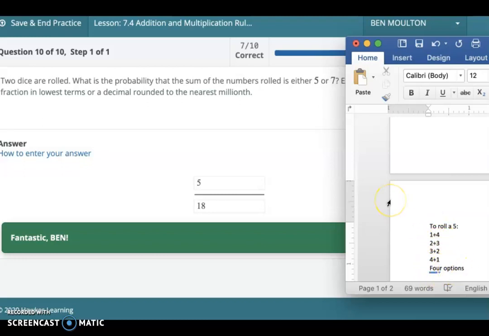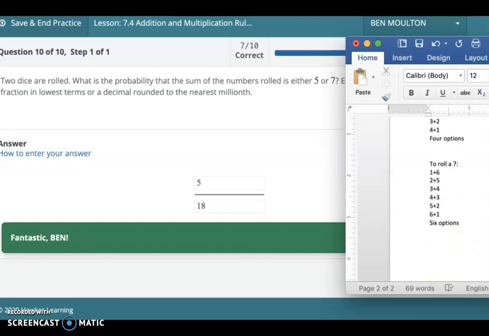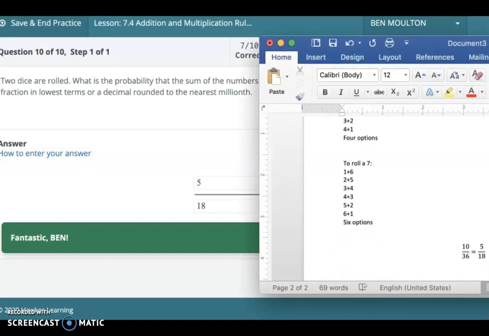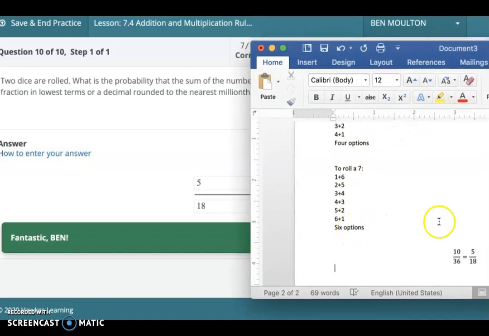So you get the idea. We're going to do the same for the 7 now. To roll a 7, there's more options this time. For the first die, you could get a 1, the second will be a 6, you could do 2 and a 5, a 3 and a 4, and then the role reversals. The 4, the 3, the 5 and the 2, and the 6 and the 1. There's 6 total options there. Add those together. That's going to be 4 plus 6 is 10.